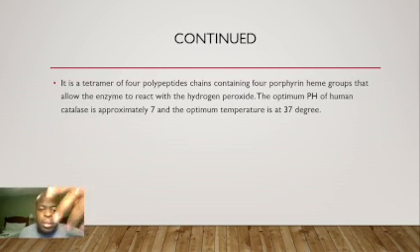It's also a tetramer of four polypeptides. So that's kind of interesting. It's four polypeptide chains, and within that, it actually contains four porphyrin heme groups that allow the enzyme to react with hydrogen peroxide. Now, the optimum pH of human catalase is actually 7, which is pretty much our optimal hydrogen acid level of 7. And the optimal temperature, of course, we know is 37 degrees Celsius, which is 98.6 degrees Fahrenheit.